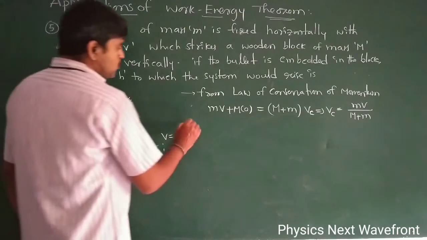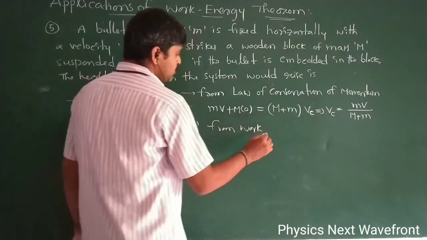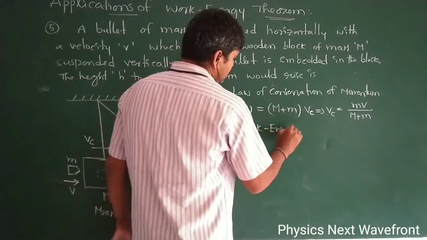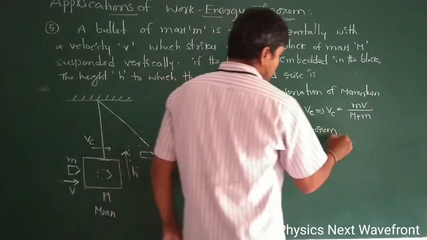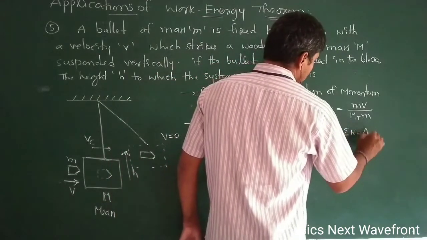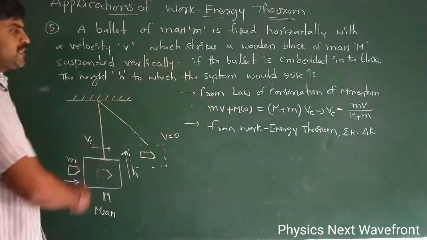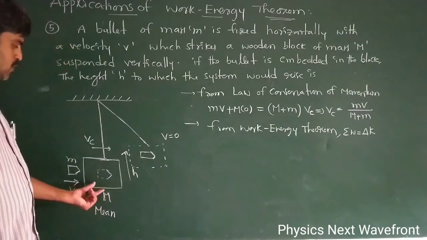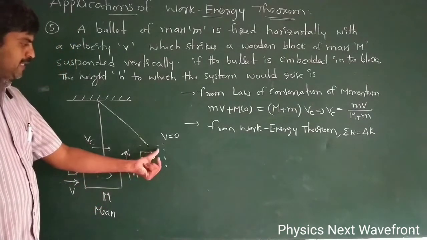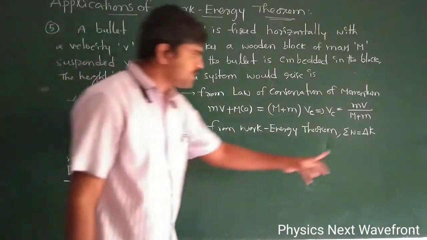According to the work energy theorem, the summation of work is equal to the change in kinetic energy. Here the final kinetic energy is 0 because the velocity is 0, so we find the change in kinetic energy.